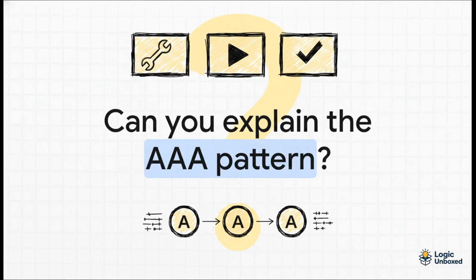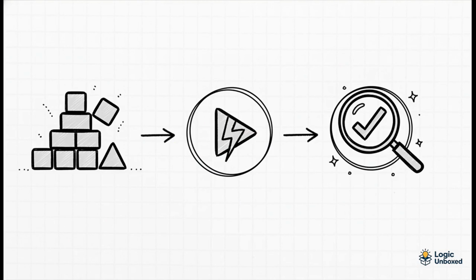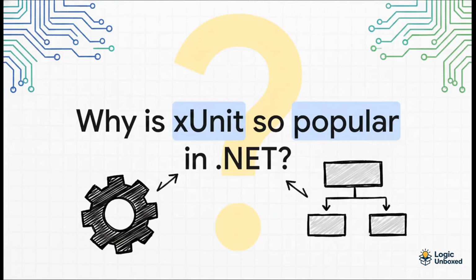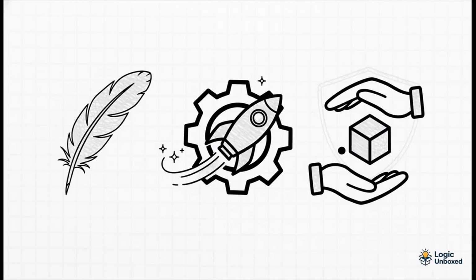Next up, they're almost definitely going to ask about structure. So can you explain the AAA pattern? Easy. It stands for Arrange, Act, and Assert. It's the standard three-step blueprint for structuring your tests to make sure they're readable, focused, and easy to maintain. And finally, they'll want to see if you get the big picture. Why is xUnit the king of the castle in the modern .NET world? The main reasons are its clean, minimal style, its modern design that cuts out a lot of the old fluff, and the big one, it's deeply integrated and supported within the official .NET ecosystem.